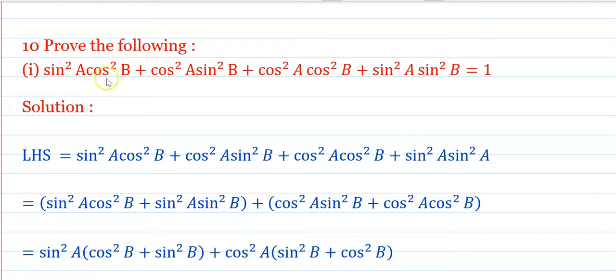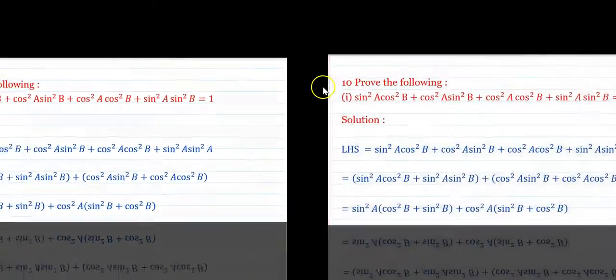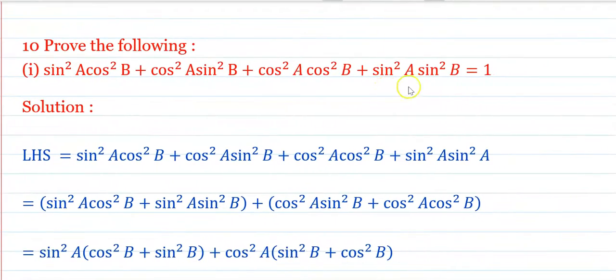Prove the following: sin²A cos²B + cos²A sin²B + cos²A cos²B + sin²A sin²B = 1. Here we will collect the terms, first of all, of sin²A. It is sin²A, and here is also sin²A. Next we collect the terms of cos²A. This is cos²A, and here is also cos²A.